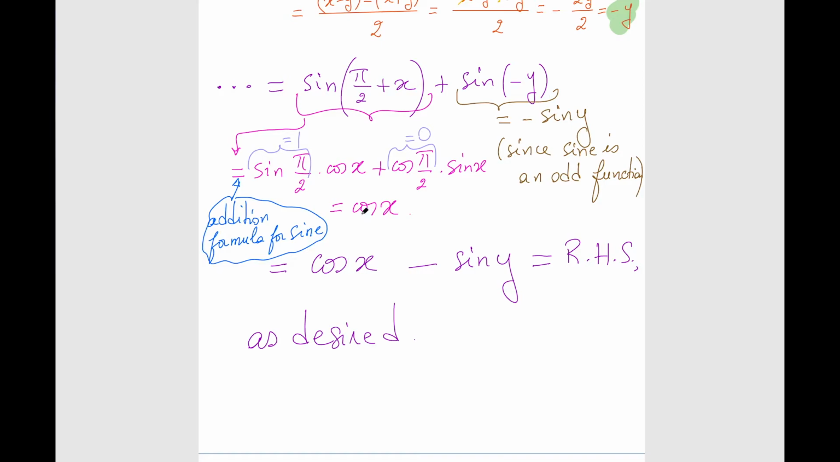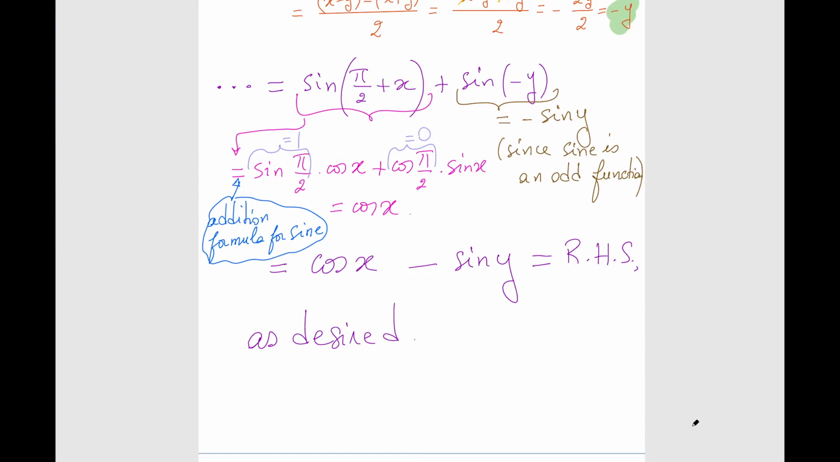So I'm only left with cosine of x, because it's 1 times cosine of x, which is cosine of x, plus 0, right? 0 times whatever this number is, it's 0. So we get this. Okay. So that's why I was able to do this. All right, so this shows the identity in number 18.